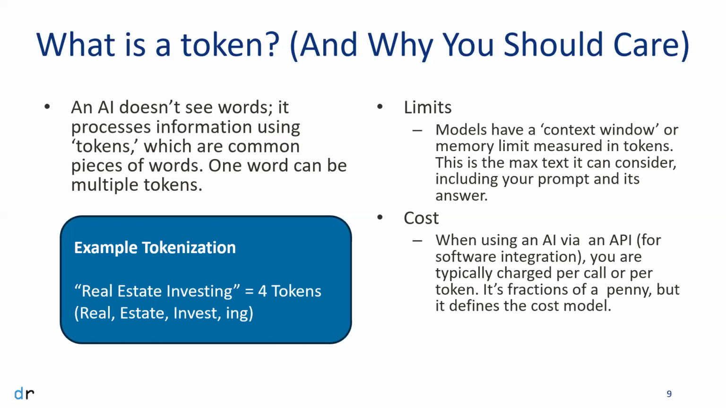All right, and what's the unit that this training and transformation is done on? All of these systems care about something called tokens. So it doesn't actually see words, it doesn't see pixels, it sees tokens. And a token can consist of a pixel in a picture or part of a word. And a lot of times it could be the whole word. So like real estate investing is 4 tokens, and the tokens are real, estate, invest, and ing.